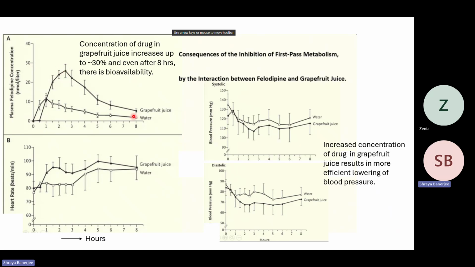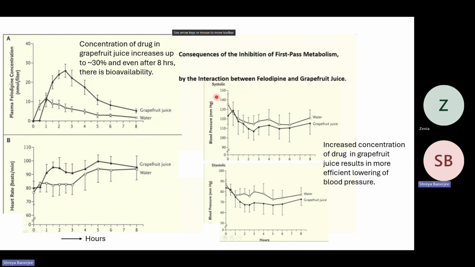And even after 8 hours, the water bioavailability has almost gone to zero. But in grapefruit juice, it is still bioavailable. So just depending on what you are taking the drug with, the bioavailability will change. Hence, you can see that increased concentration of drug in grapefruit juice results in more efficient lowering of blood pressure.